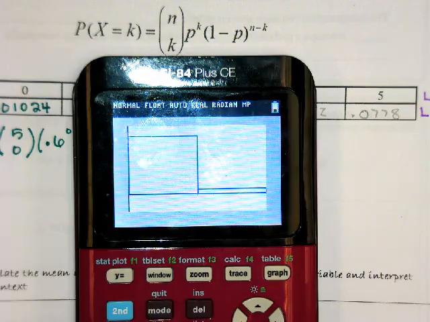List 1, and what's the frequency? List 2. List 2, what's the frequency? The probabilities? No, List 2 should have all those.